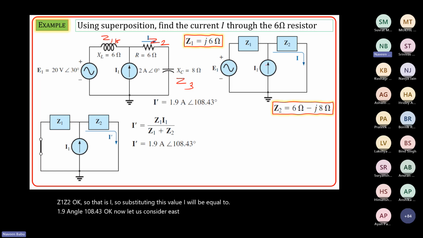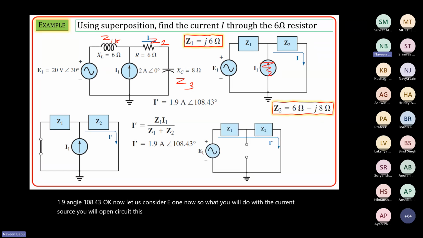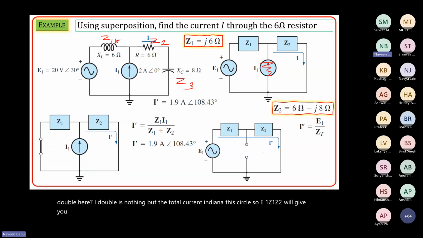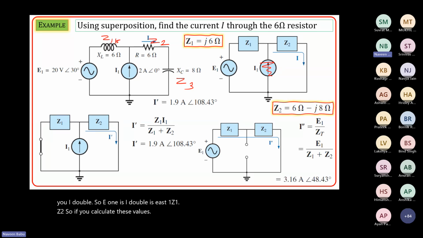Now let us consider E1. With E1, you will open circuit the current source. What is I double dash here? I double dash is nothing but the total current in this circuit. So E1 divided by Z1 plus Z2 will give you I double dashed. If you calculate these values, it is 3.16 angle 48.43.